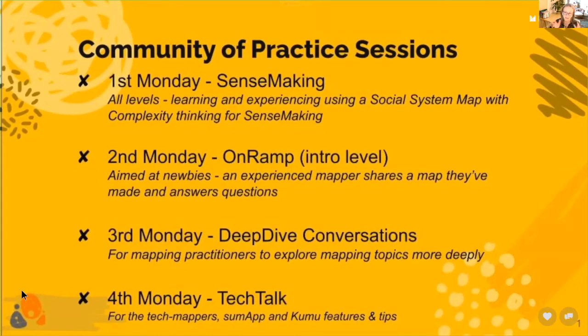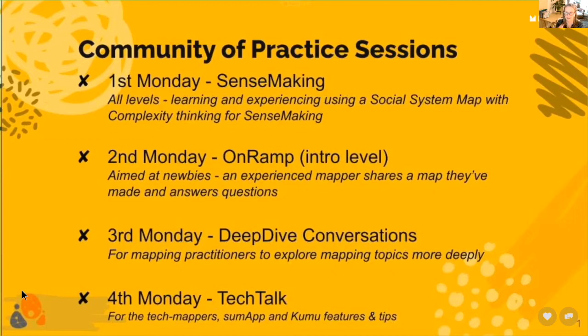So we already have some structure in our community of practice. So these are containers within which we're working. So the first Monday we have SenseMaking sessions. The second Mondays we do an on-ramp as kind of an introduction to social system mapping for folks who maybe haven't ever been introduced to it or want to learn more of the nuts and bolts of what social system mapping is. Third Monday we have deep dive conversations. And then the fourth Monday we do tech talks.